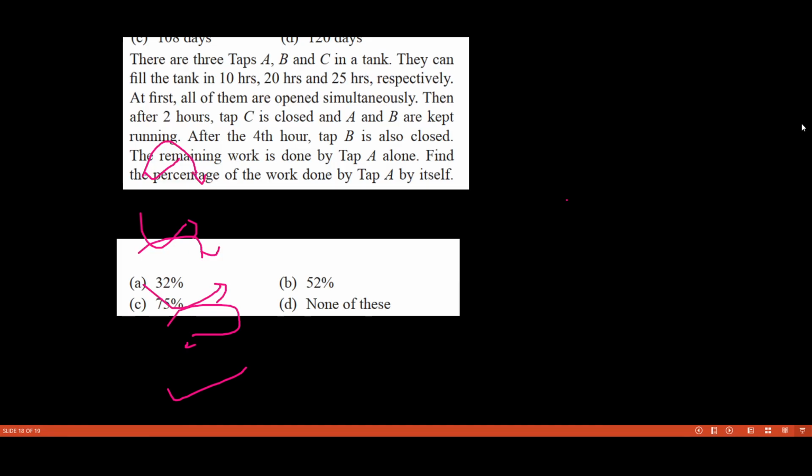Let's move on. See, now there is another question. It is saying that there are 3 taps A, B and C.